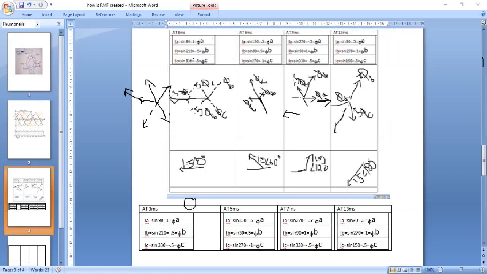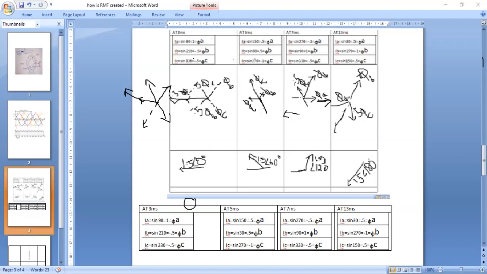The resultant of these three will give you a magnitude of 1.5, and it has revolved from the reference axis by an angle of 120 degrees. So we can conclude that at every 2 milliseconds, the phasor is revolving by an angle of 60 degrees.